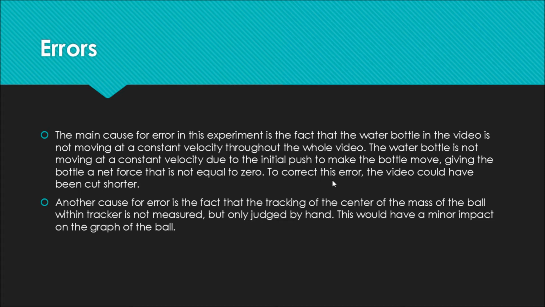Another cause for error is the fact that the tracking of the center of the mass of the bottle within Tracker is not measured, but only judged by hand. This would have a minor impact on the graph of the ball.